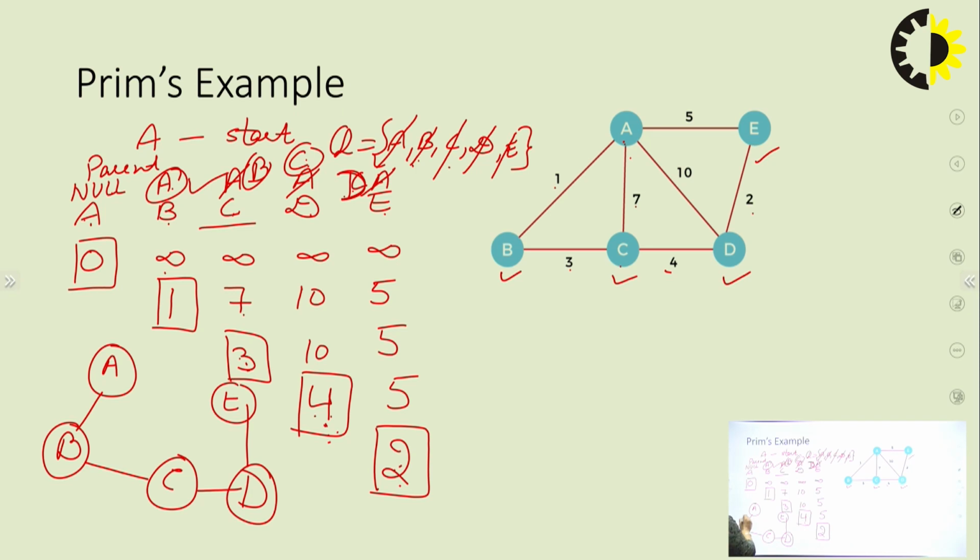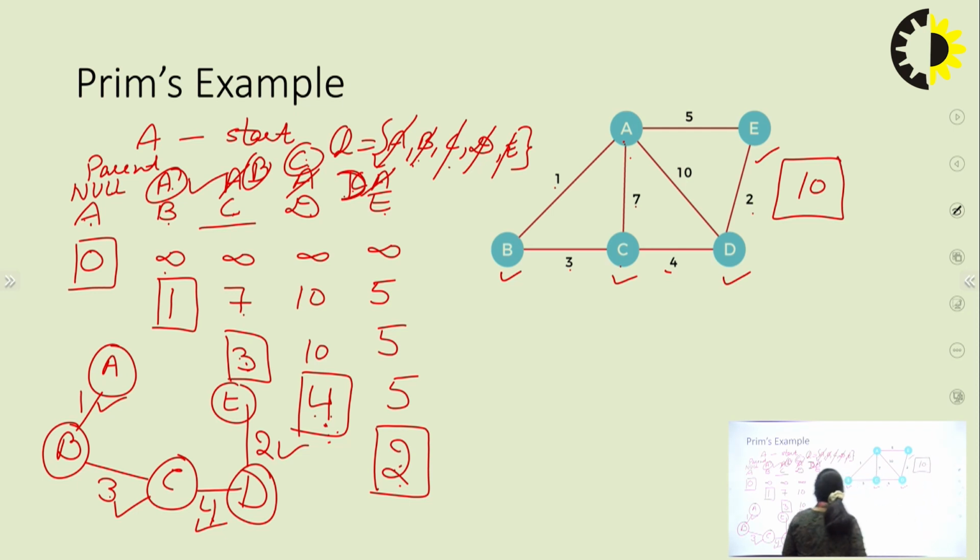What is this cost? 1. This cost 3, 4, 2. So 1 plus 2 plus 4 plus 2. 1 plus 2, 4 plus 4, 8 plus 2 is 10. So what is the minimum spanning tree cost here? That is 10. And this is the structure. So this is the minimum spanning tree using Prim's algorithm.